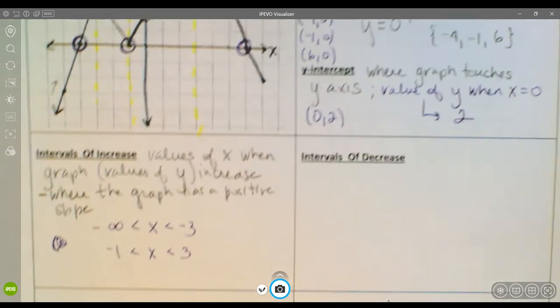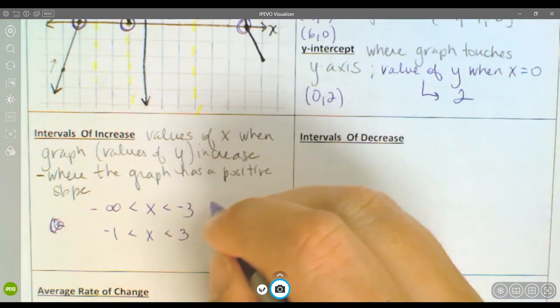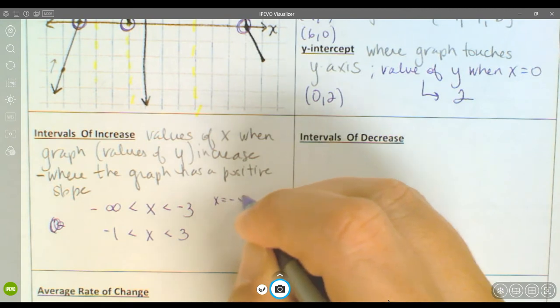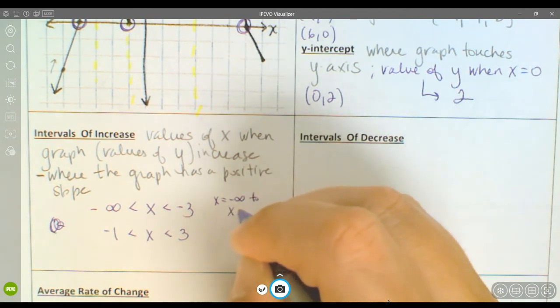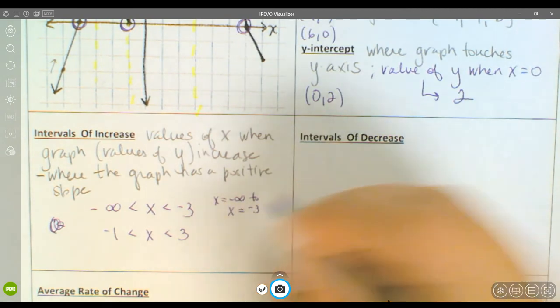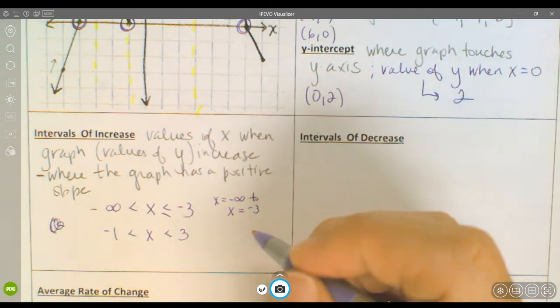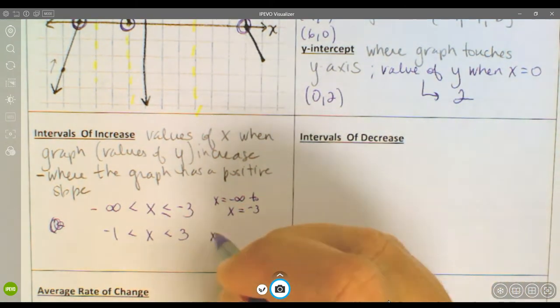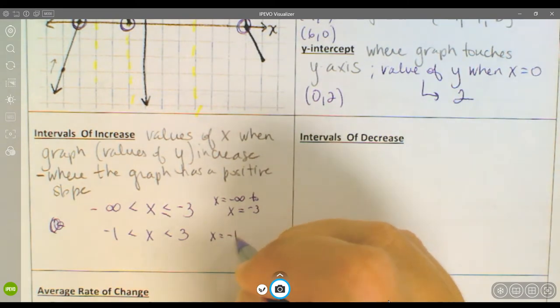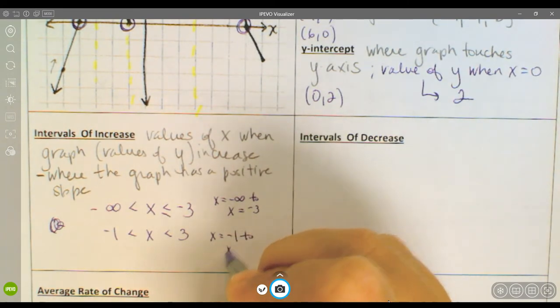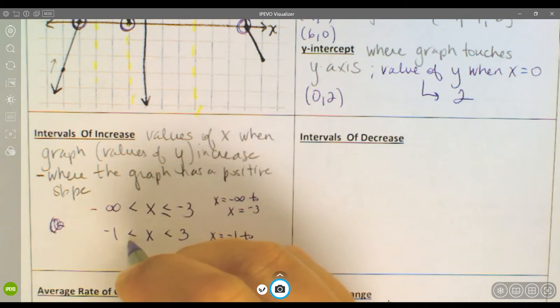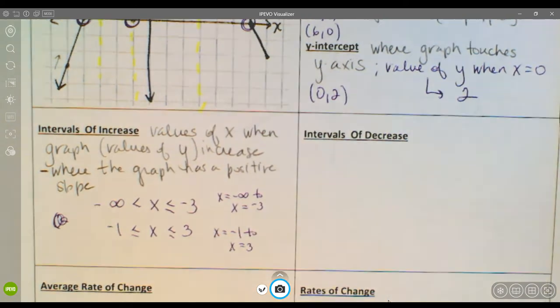So one way to write it is a nested inequality. I could say x equals negative infinity to x equals -3, which is sort of here. We'll put an equal sign there if you want. I could also say it's increasing from x equals -1 to x equals 3. So I could look at either one of those.